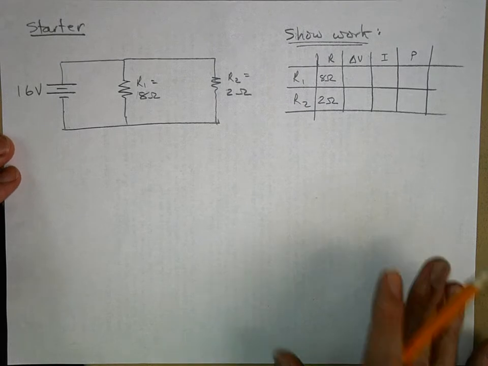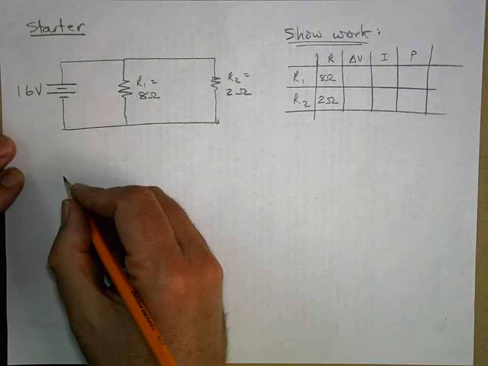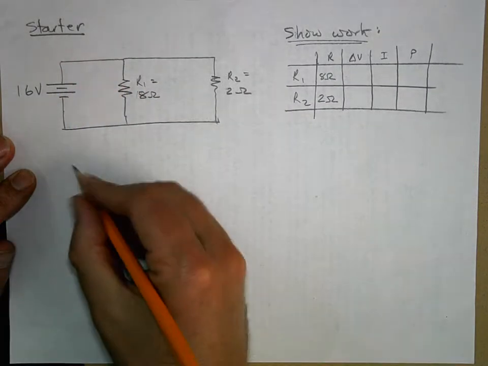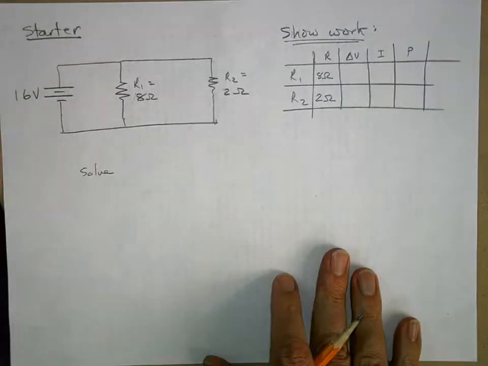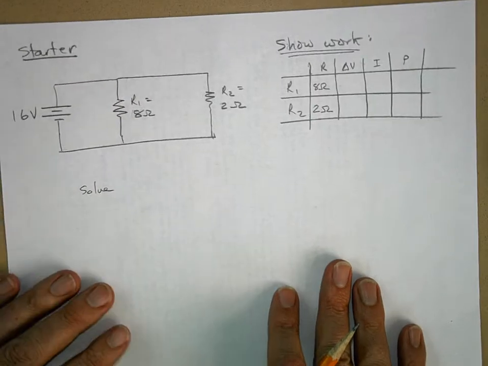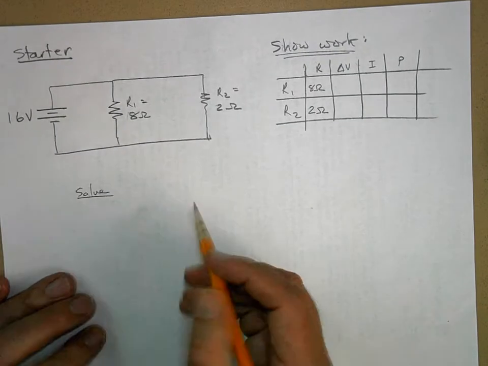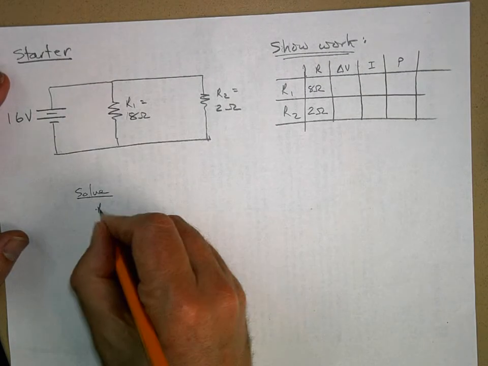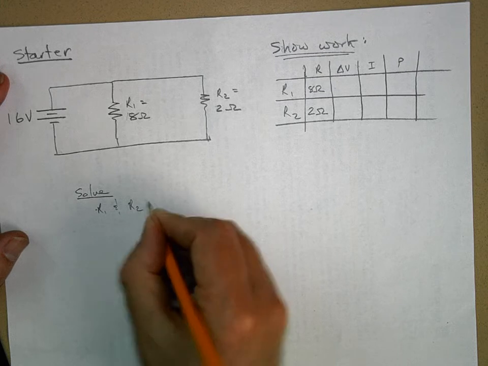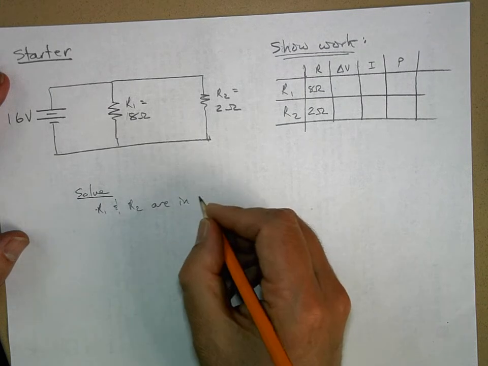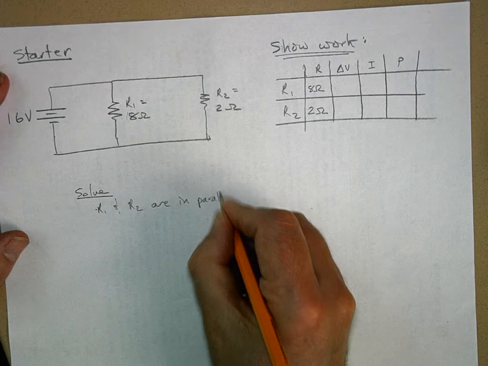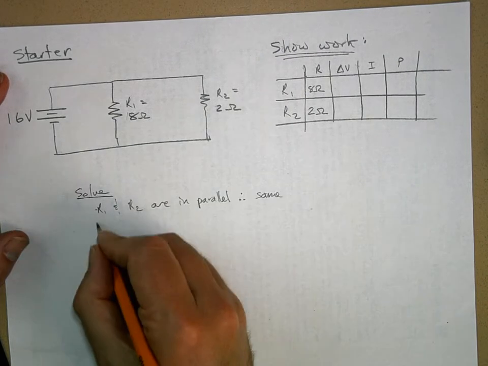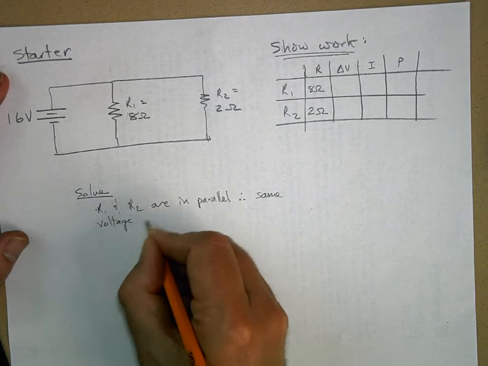This is very similar to the problems that you're going to see later on. So anyway, let's just show that this is given. This is fine. Let's solve. Let's do voltage first. R1 and R2 are in parallel. Therefore, they have the same voltage drop.